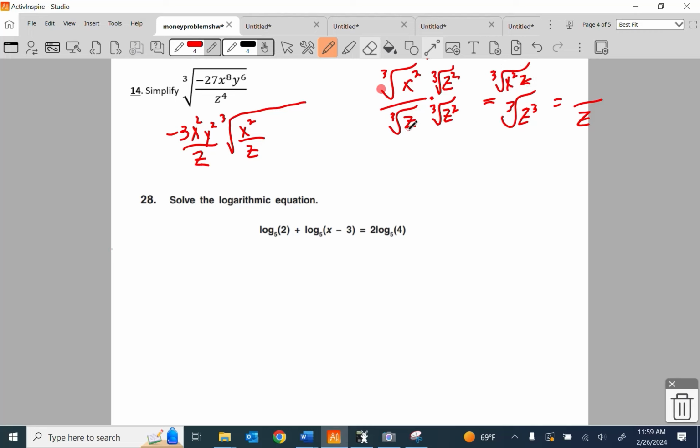I've already done the multiplication down low. z times z squared is z cubed. And I get that funky looking thing up top. So that's a deal because somebody said no radicals in the denominator. Negative 3x squared y squared over z times what that cleaned up to.